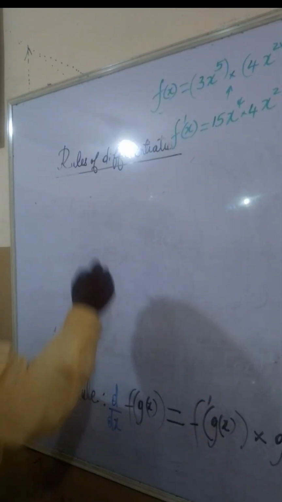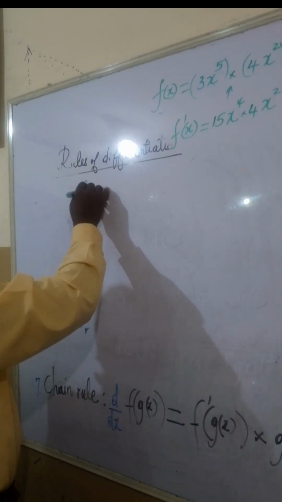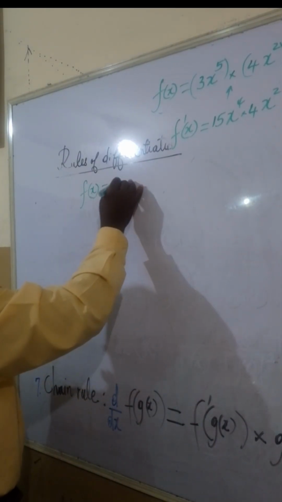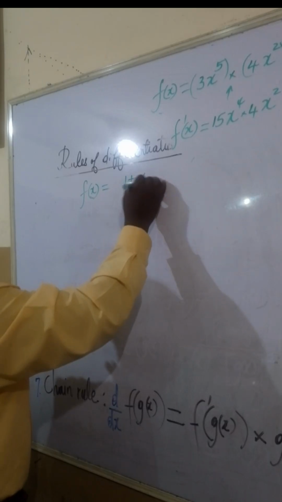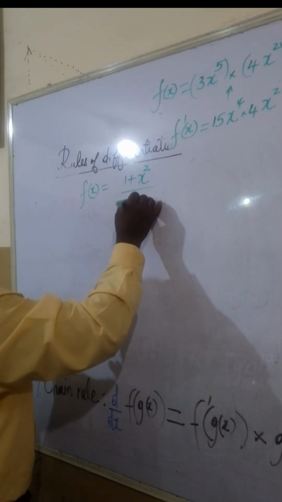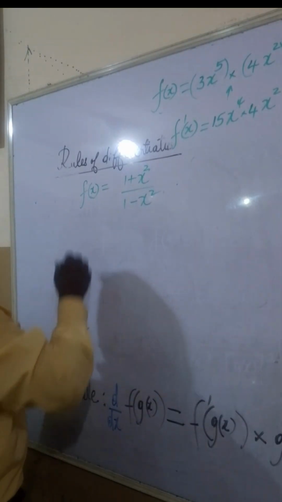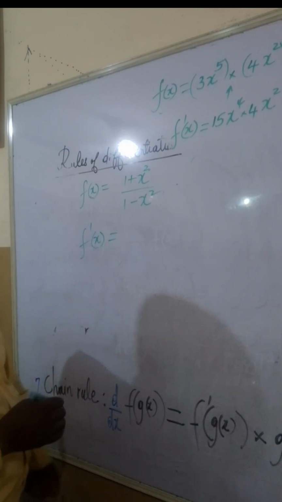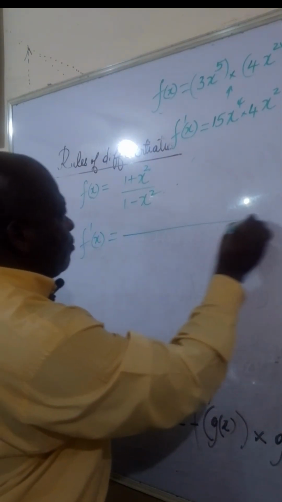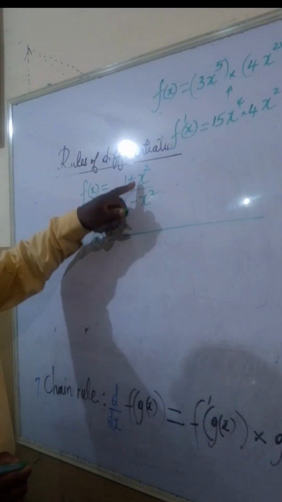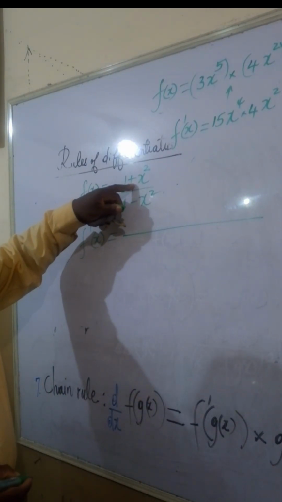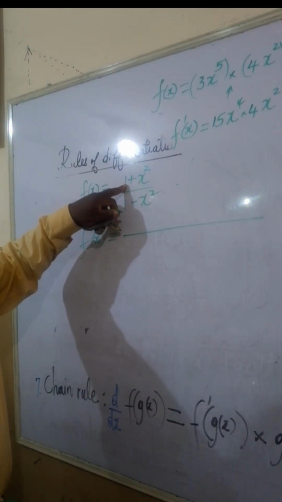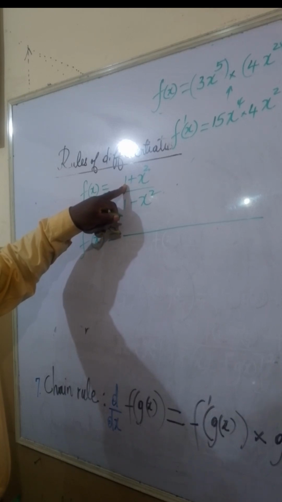Let's look at this example. f of x equal to 1 plus x squared over 1 minus x squared. So what is f prime of x? You are starting with the numerator. You are going to differentiate this numerator. Differentiation of 1 is 0. For any constant number, the derivative is 0.